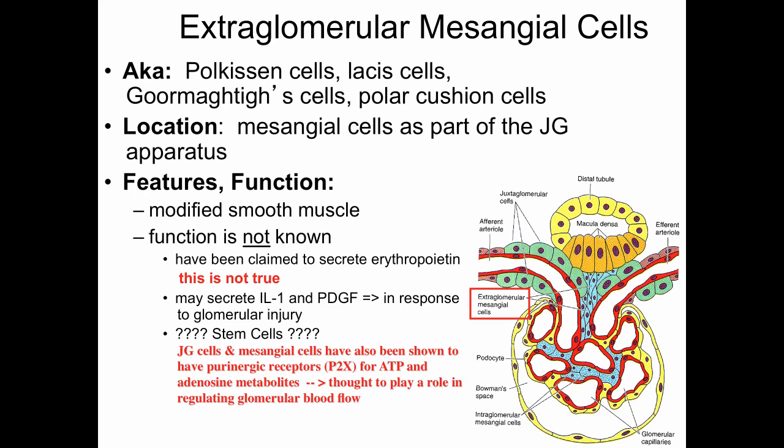The JG cells and the mesangial cells, both extraglomerular and intraglomerular mesangial cells, have been shown to have different types of receptors, like purinergic receptors for ATP and adenosine metabolites, and that also may be why they play a role in regulating glomerular blood flow.